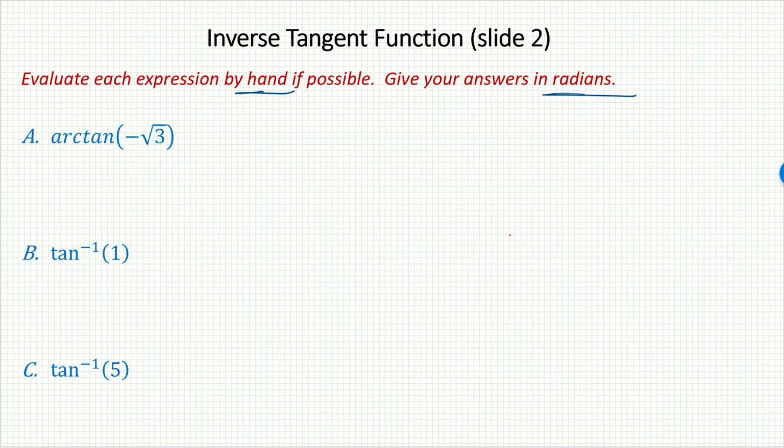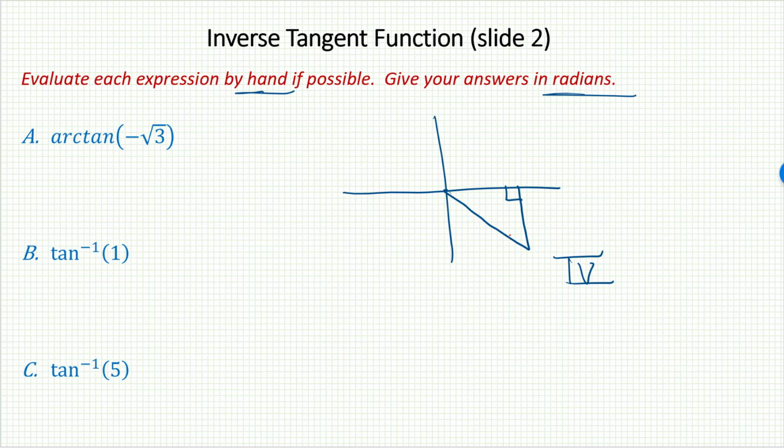Arctan of negative root 3, that means the angle whose tangent ratio is negative root 3. When I see a root 3, I'm thinking I'm going to make a reference triangle picture. Root 3 goes with a 30, 60, 90 triangle. What quadrant shall I use? Well, arctan only knows about angles between negative pi over 2 and positive pi over 2. It's a negative ratio, so I must be over here in quadrant 4. I'll draw that reference triangle picture.